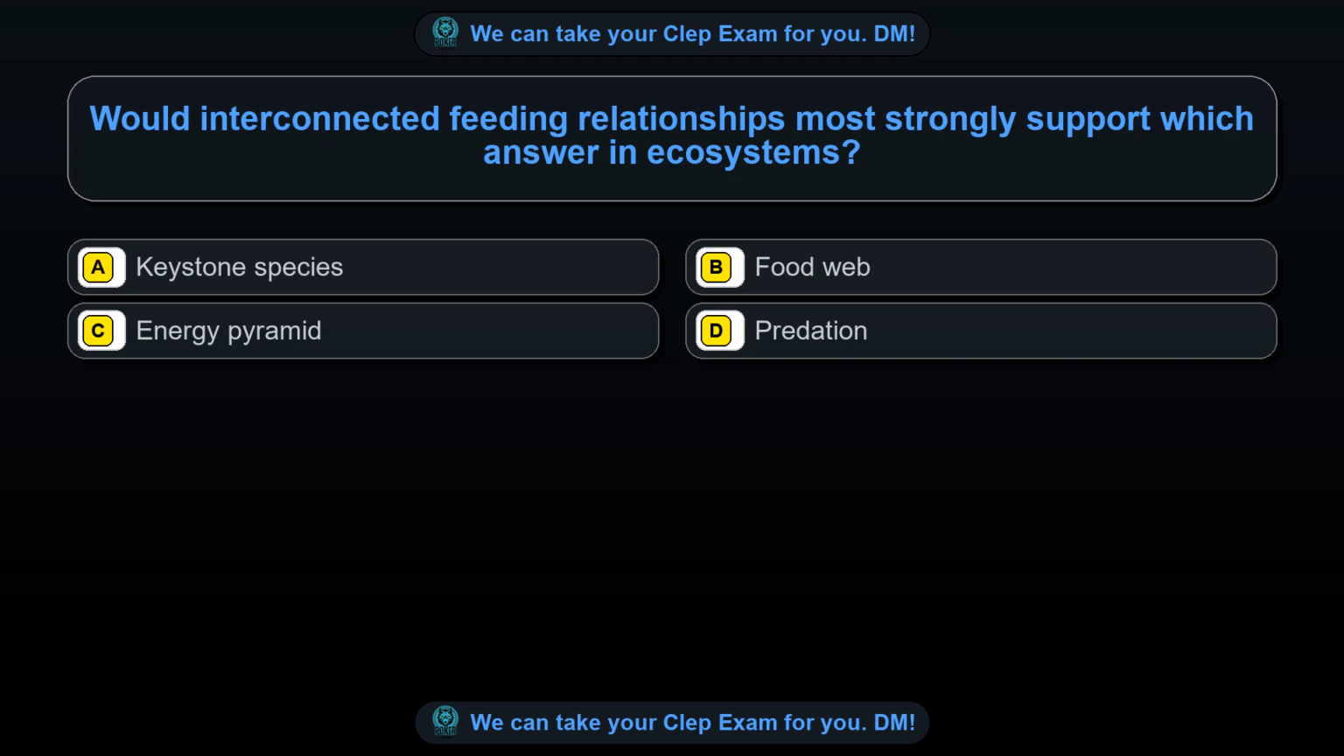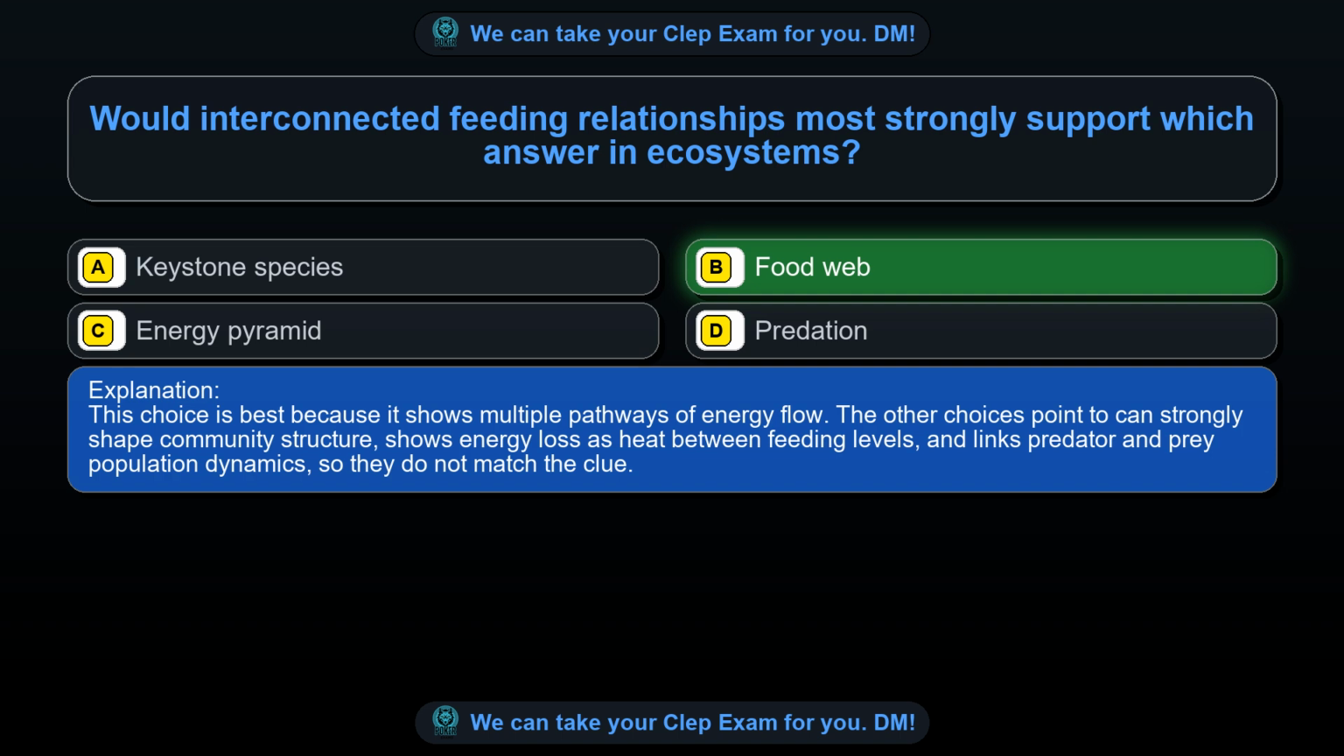Question 60. Would interconnected feeding relationships most strongly support which answer in ecosystems? Option A, keystone species. Option B, food web. Option C, energy pyramid. Option D, predation. The correct answer is option B, food web. This choice is best because it shows multiple pathways of energy flow. The other choices point to can strongly shape community structure, shows energy loss as heat between feeding levels, and links predator and prey population dynamics, so they do not match the clue.